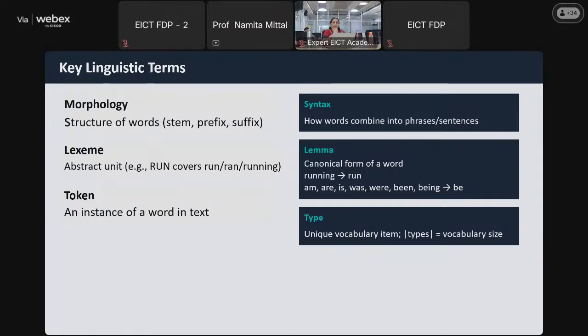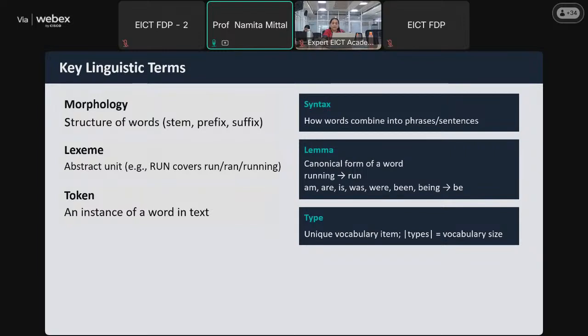So there are some linguistic terms in the area of natural language processing. The structure of words is known as morphology: stem, prefix, suffix. Basic words, root words, lemmas, those are lexemes. Abstract unit we cannot decompose further. That is, run is a lemma, and run, ran, running are lexemes. Token: an instance of a word in the text. So run, ran, running, all are tokens.